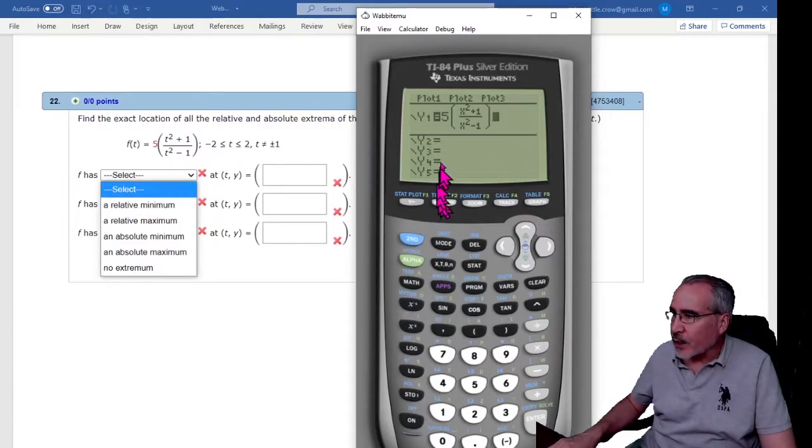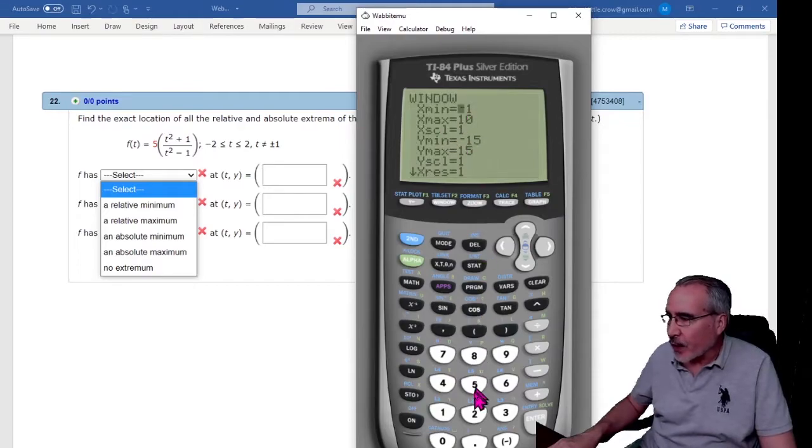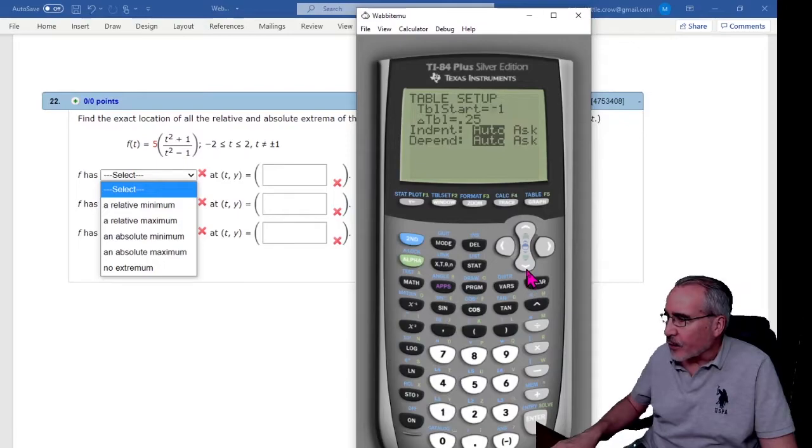So when we come to our window, that tells us to set our x and y, or at least our x minimum, x maximum, -2 and +2. And then our y's, I'm going to leave it at -15 to +15. I think that'll be plenty. We might be able to zoom in. Then I'm going to go to table set. I'm going to change this. It's at -1. Notice the table is changing by 0.25. Let's have it change by 1. So if we're going to end up using it, it's a lot easier to use.